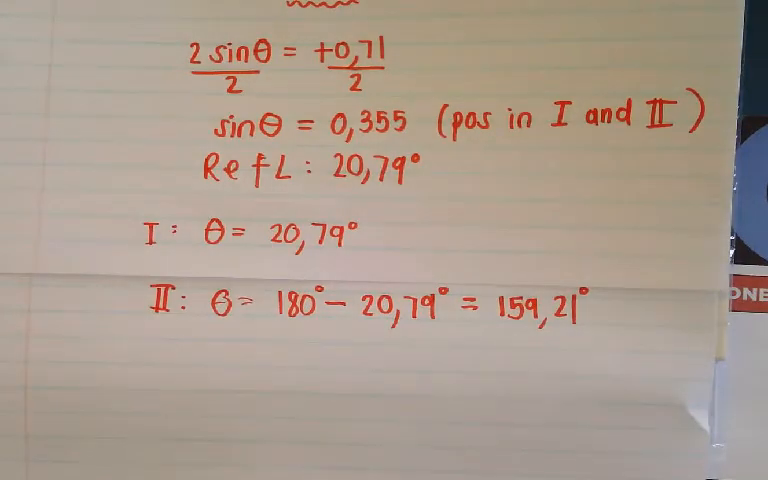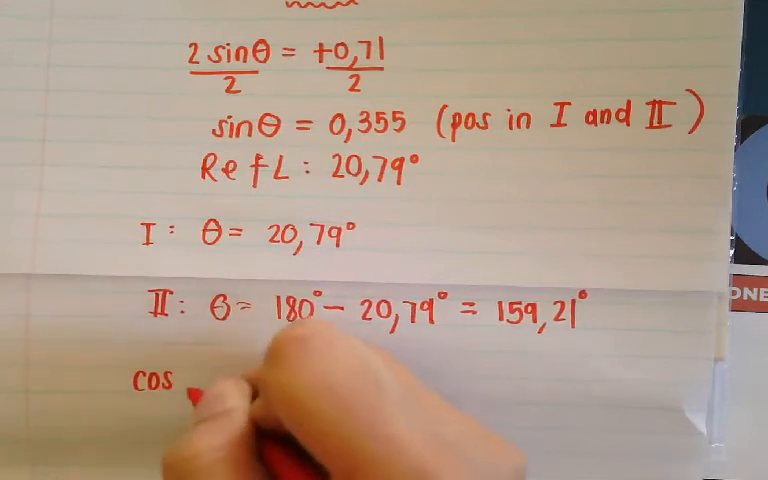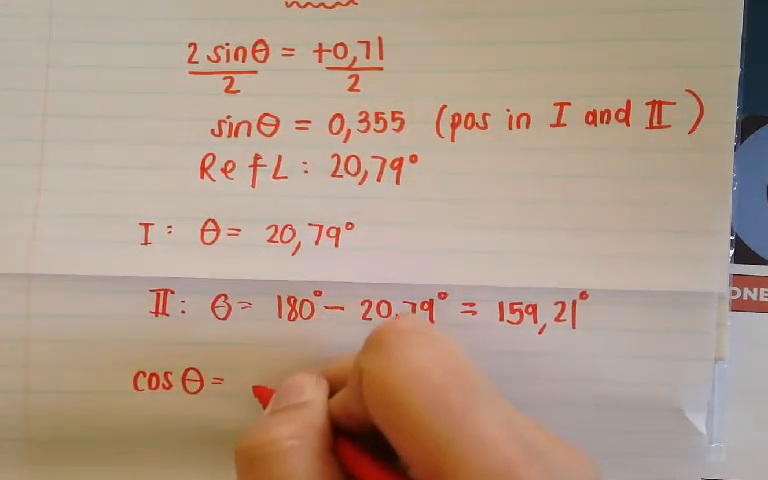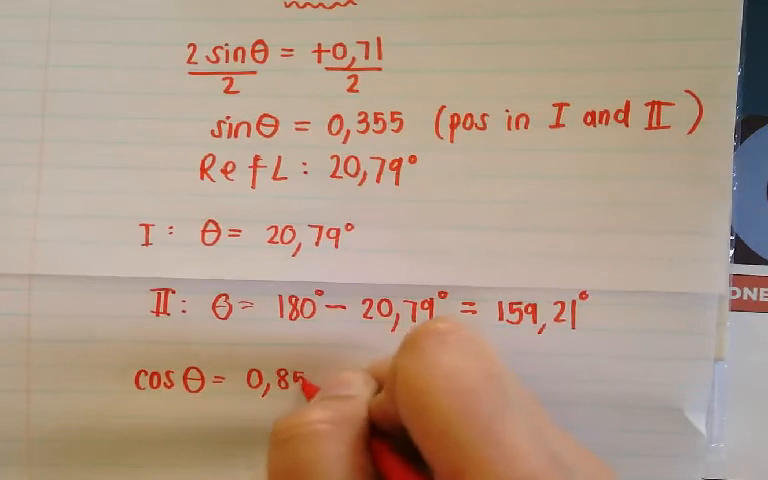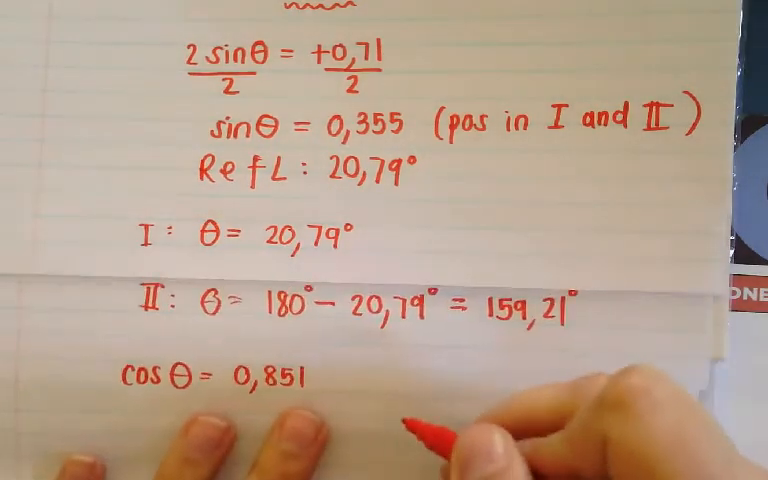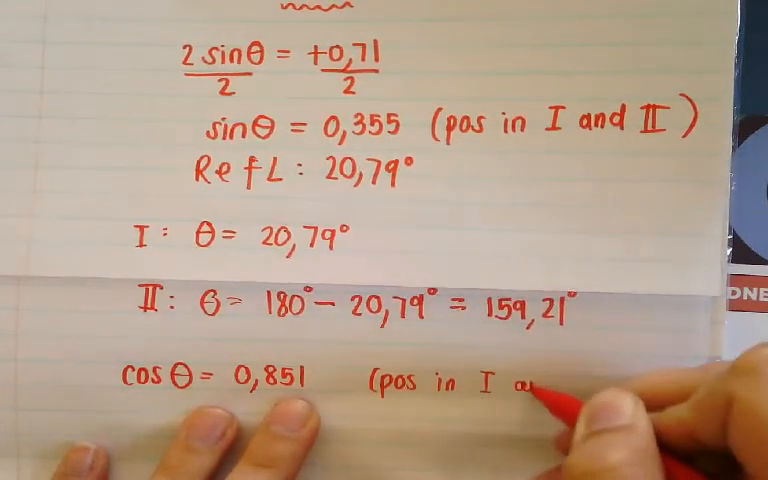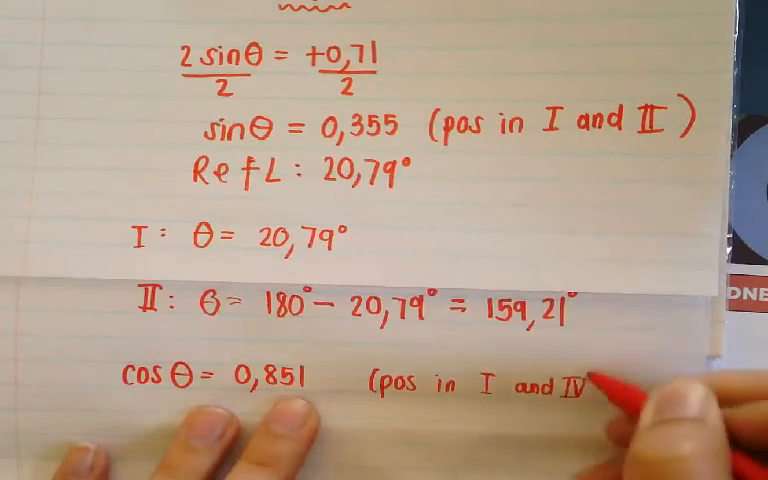Let's take the following. Let's simplify it a little bit. Cos theta equals 0,851. I'm still referring to theta in the whole Cartesian plane between 0 and 360. So is cos positive or negative? And in which quadrants is it positive? So when I do my equations, I'm going to need to do it in 1 and 4.